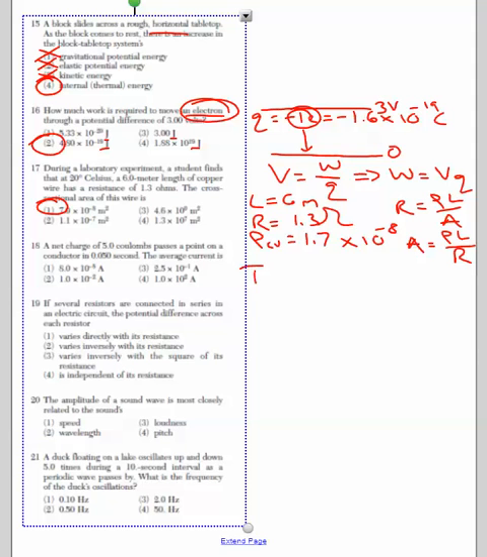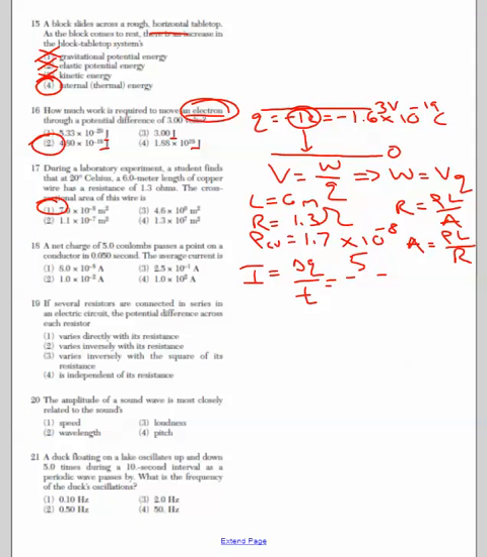18 is the definition of current. It's the rate of charge flow. So we're taking 5 coulombs, and we're dividing it by half a second. Oh, excuse me, 0.05 seconds. So when you divide those two, you get 100, or 1 times 10 to the second.